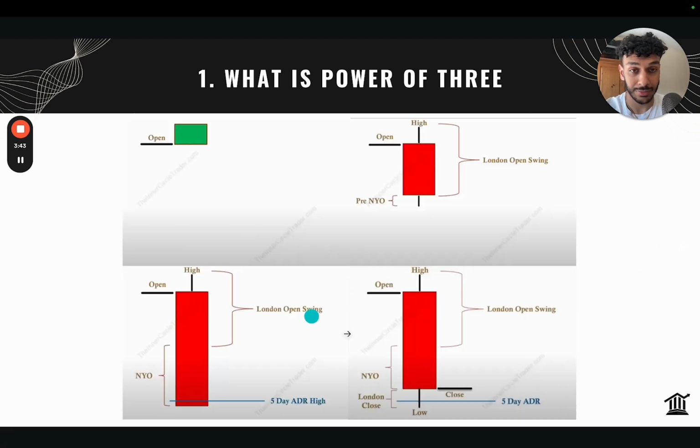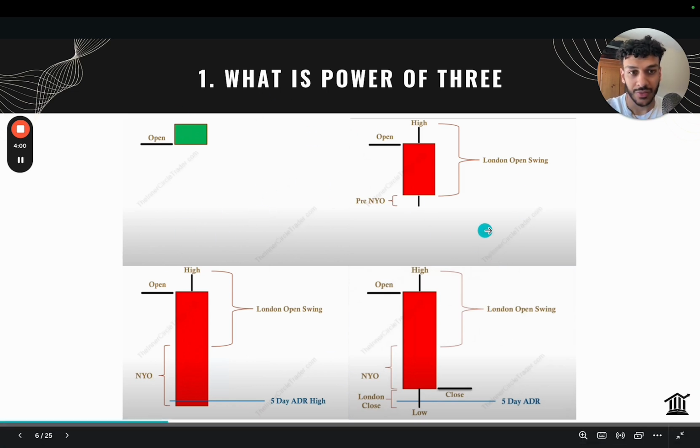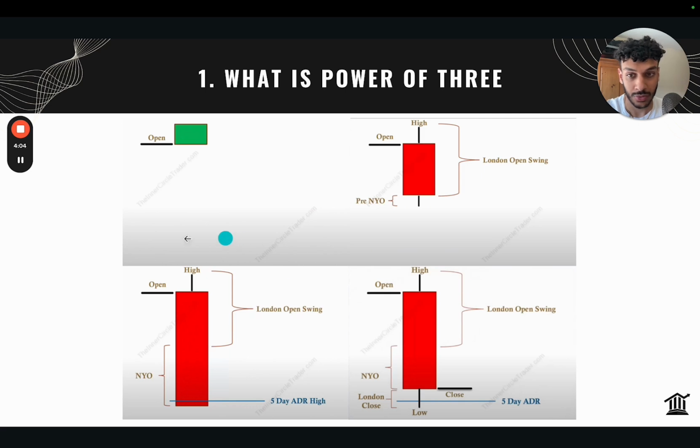So this is actually majorly overlooked. This is an extract from ICT. This is part of, I can't remember the exact area, it's probably the 2016 mentorship, 8 or 9. But this in itself is a daily cycle or a daily profile that he taught, that I use fairly often inside of my trading, right? So this is breaking down the expansion of a bearish candle.